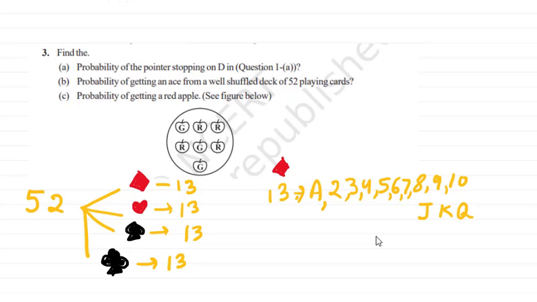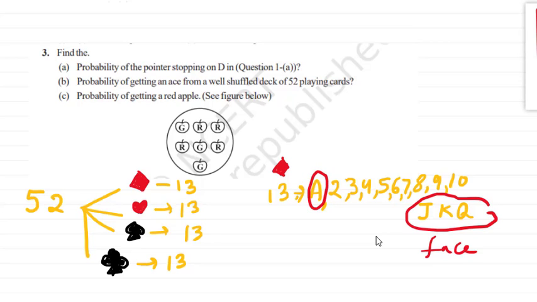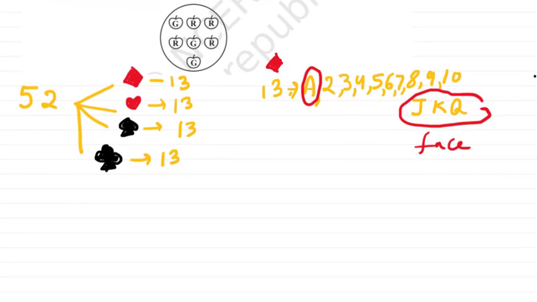diamond. For heart also we have these 13 cards. For spade and club also we have the same cards. Now the cards with Jack, King and Queen are called face cards because there is no number, only a face is written. And this A is called the ace. So if you ask how many aces there will be, we can say there are 4 aces in the well shuffled deck.